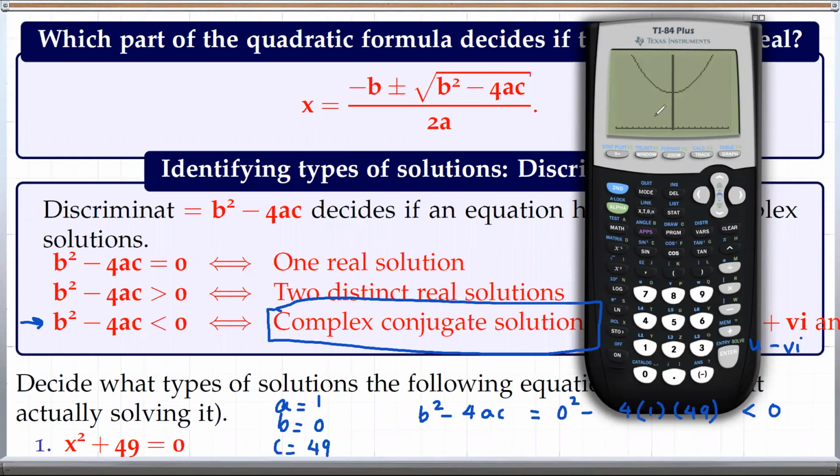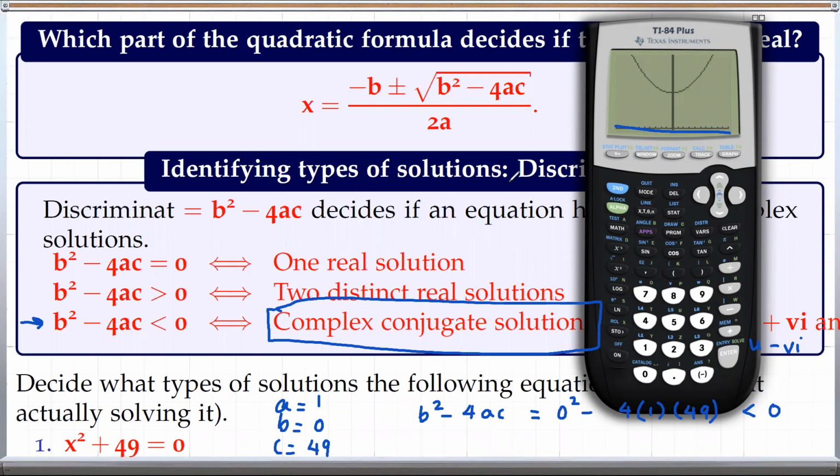So it's always above the y-axis. This is the x-axis here. It never crosses the x-axis. That means there is no real x value where x squared plus 49 is 0. So whenever we get complex solutions and no real solution, there is no x-intercept, because when we have an x-intercept, we have a real solution.